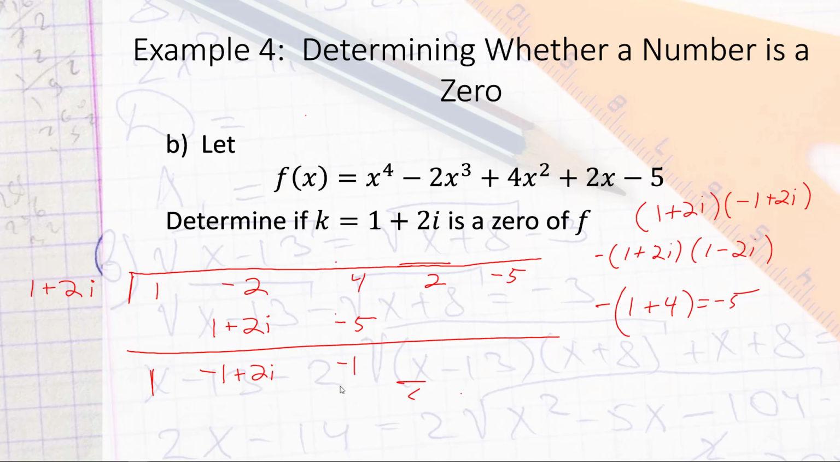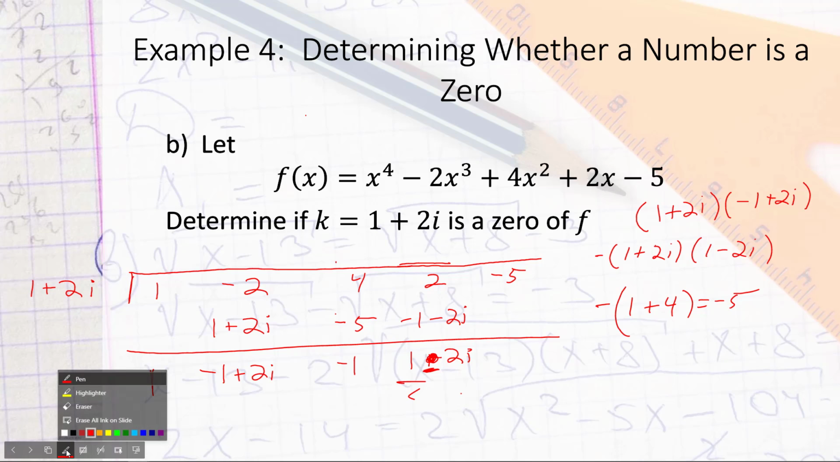And then negative 1 times 1 plus 2i is going to be negative 1 minus 2i. And then we're going to have 2 plus negative 1 minus 2i, which is going to be 1 plus 2i. I'm sorry, this is a 1 minus 2i, my mistake. 1 minus 2i. And then we have 1 plus 2i times 1 minus 2i.